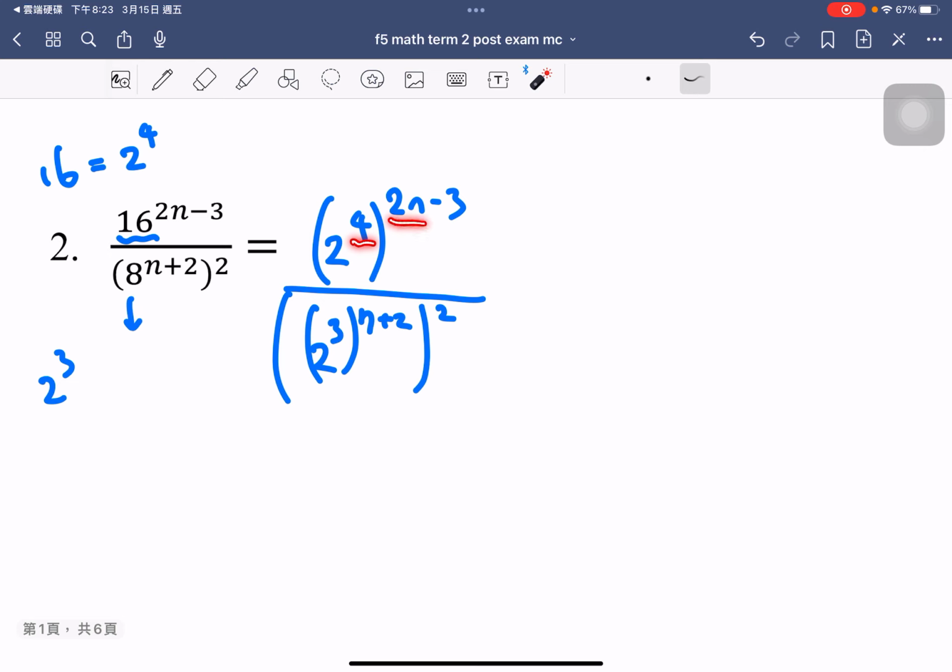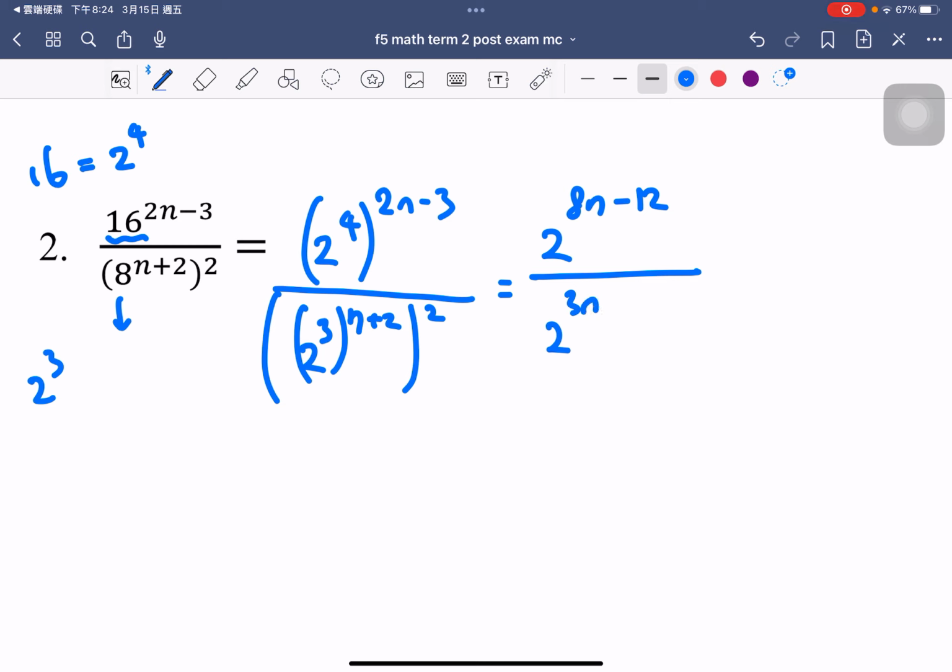A power of a power, so power outside a bracket, you can times the powers together, which is 2. So using the 4 times 2n minus the 4 times 3. This one is going to give you 8n minus 4 times 3, giving you 12. And then we divide it by, so in the inner part, we still have a power of a power, so we distribute the times. So it becomes 2 to the power of 3n plus 6.